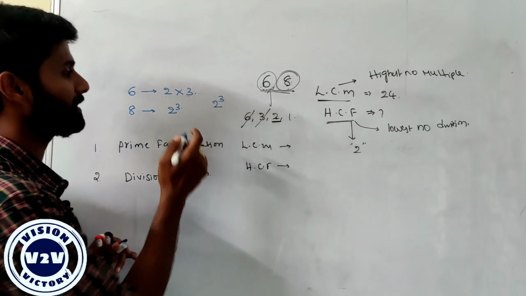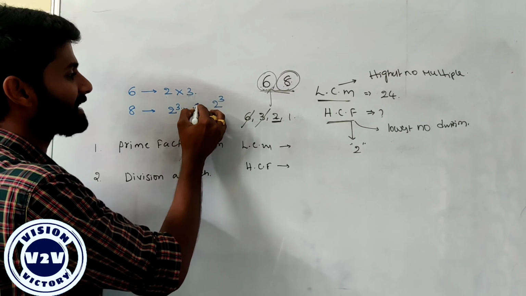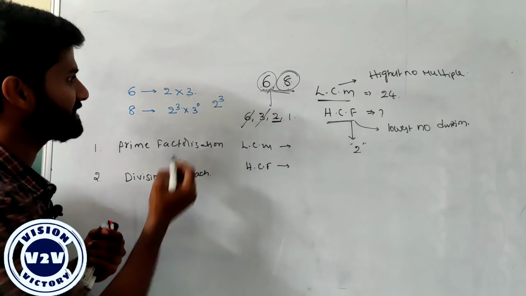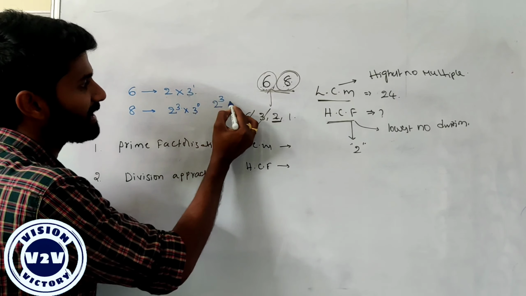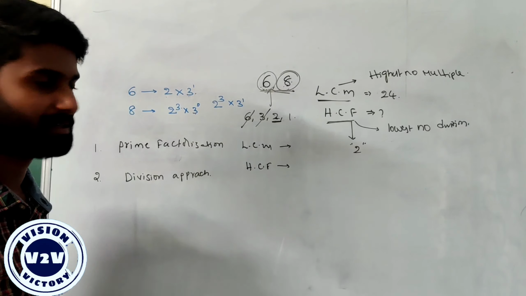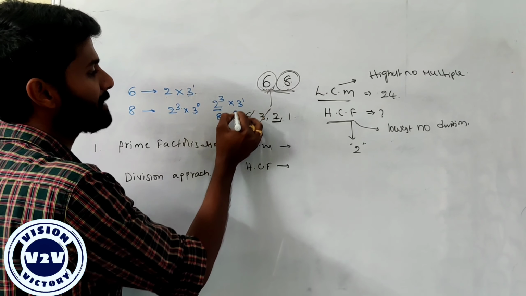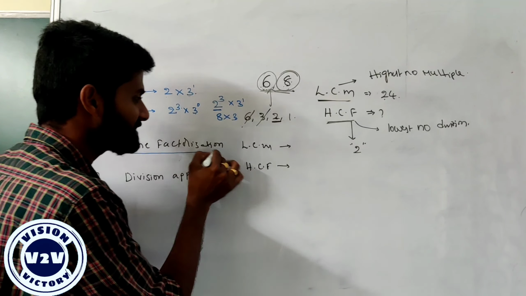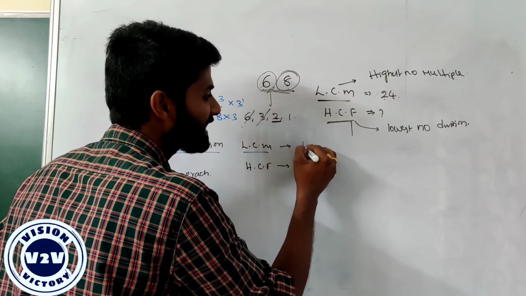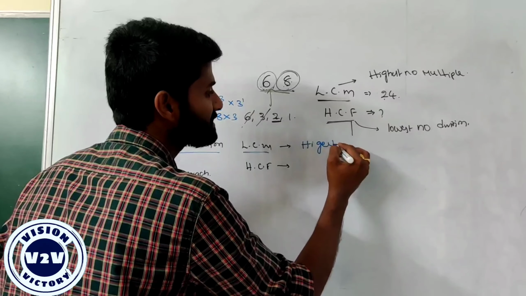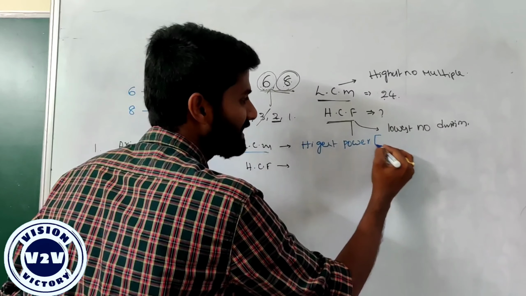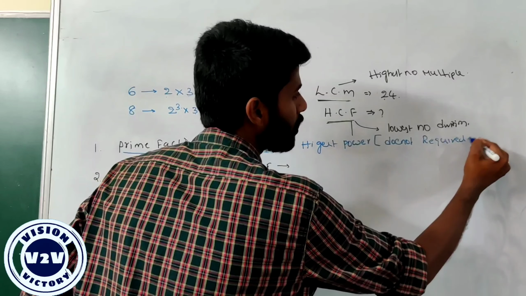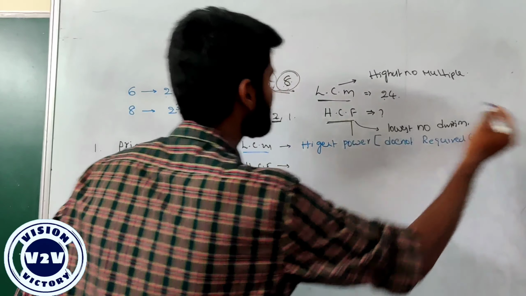If there is no common number, I can write that factor as 3 power 0, because 3 power 0 has the value 1. Here we have 3 power 1 and 3 power 0, so we pick 3 power 1. So 2 cube is 8, 3 power 1 is 3, and 8 times 3 is 24. This means the prime factorization method for LCM considers the highest power, and it does not require common numbers.